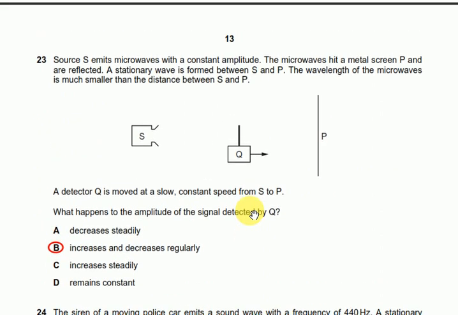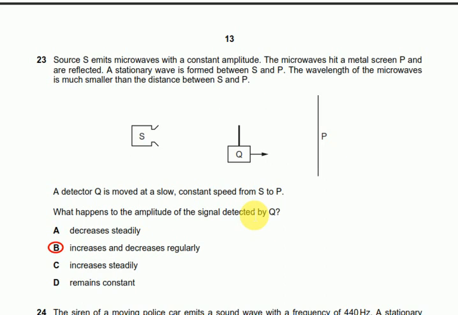Question number 23 says that source S emits microwaves with constant amplitude. The microwaves hit a metal screen P and are reflected. A stationary wave is formed between S and P. The wavelength of the microwaves is much smaller than the distance between S and P. A detector Q is moved at a slow constant speed from S to P. What happens to the amplitude of the signal detected by Q?